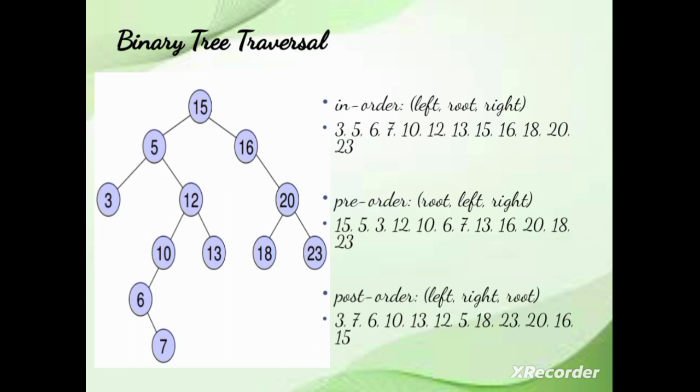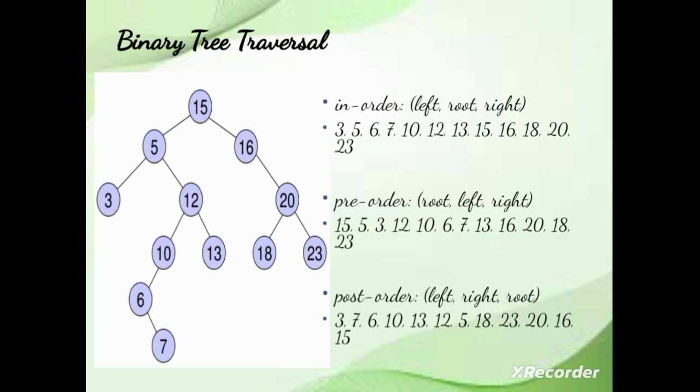Pre-order traversal, root, left, right. Sequence 15, 5, 3, 12, 10, 6, 7, 13, 16, 20, 18, and 23. In the pre-order traversal, the root of each subtree is printed first, followed by the left and right branches. This sequence can be useful for constructing a prefix expression in arithmetic.